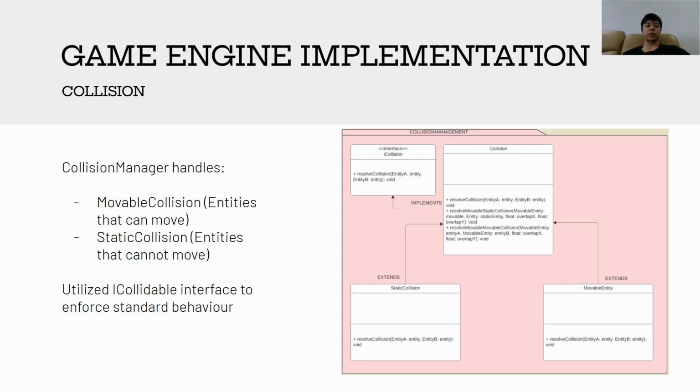ICollidable is an interface that enforces a standard collision behavior across all entities. Each collision is resolved by calculating axis overlap and adjusting positions to prevent clipping or pressing through objects. The movable adders class ensures sprite animations sync with movement, maintaining visual consistency.